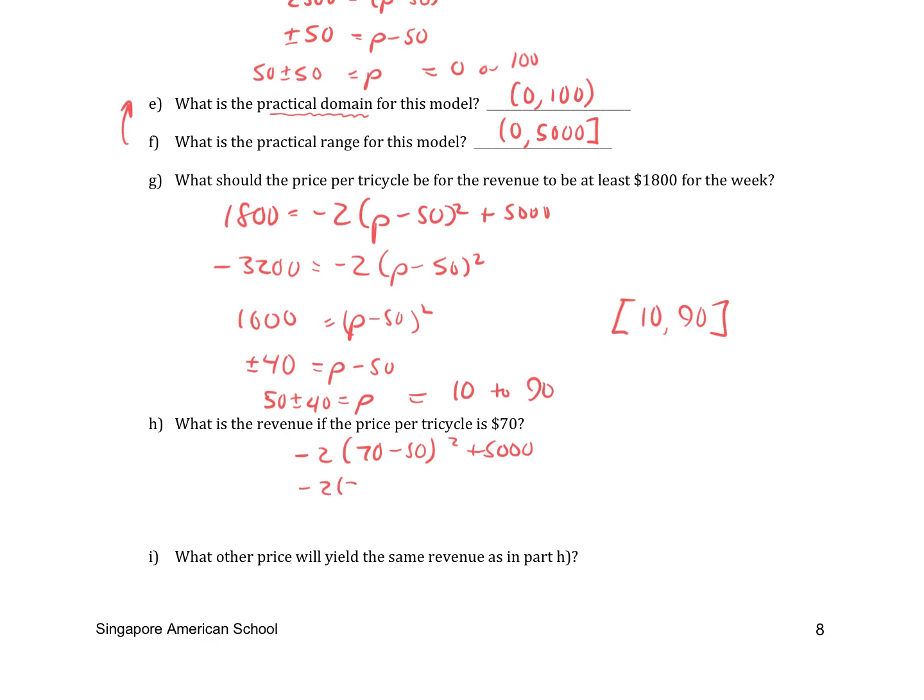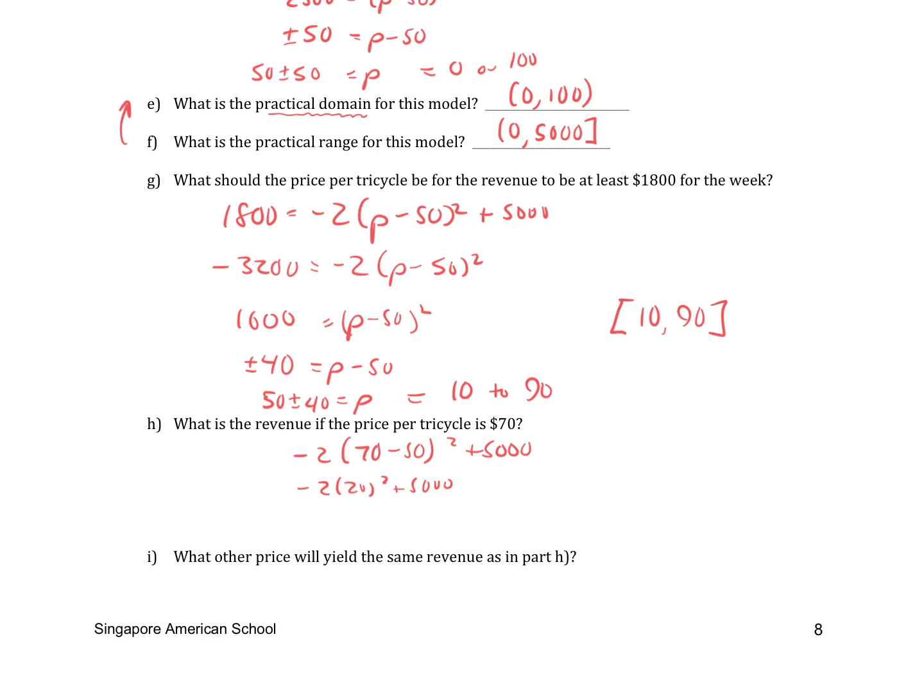So this is negative 2 times 20 squared plus 5,000. I'm also just conscious of how this is probably going to seem really long. Negative 2 times 400 plus 5,000, which is negative 800. Yeah, negative 800 plus 5,000, which is $4,200. Oh my gosh. A dollar sign.